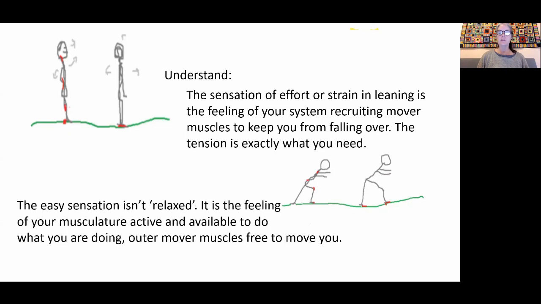So in our exploration, the understanding was that the sensation of effort or strain in leaning is the feeling of your system recruiting more of those mover muscles, the ones on the outside, to keep you from falling over. The tension is exactly what you need to not fall over, which is a priority of your system to keep you safe. The easy sensation isn't relaxed. It's the feeling of your musculature active and available to do what you are doing. The outer muscles are free to move you while the inner muscles work in that sprung suspension system to keep you stable and mobile.